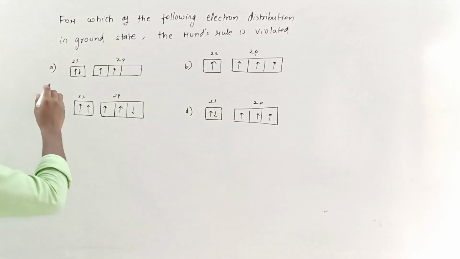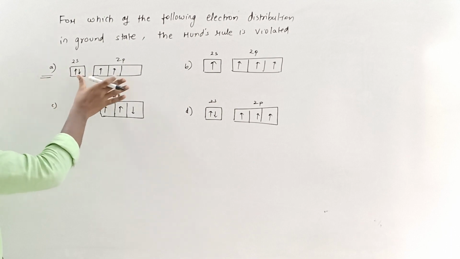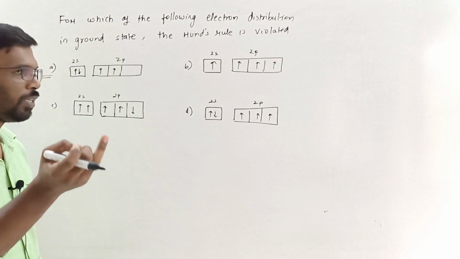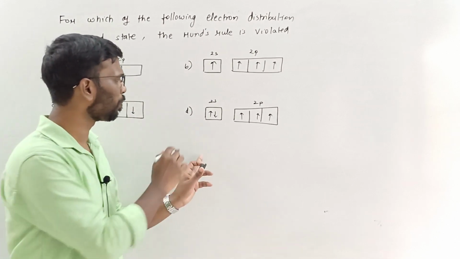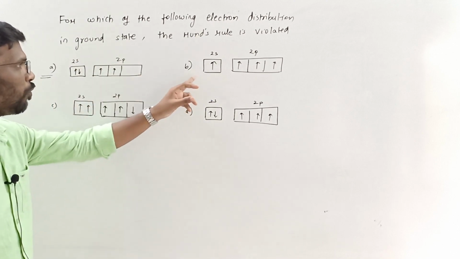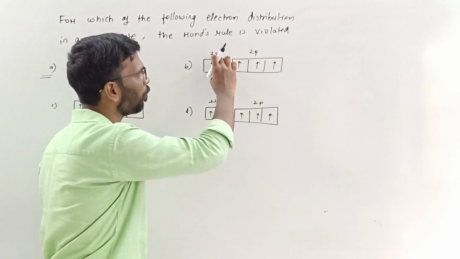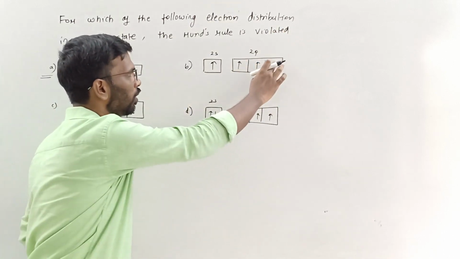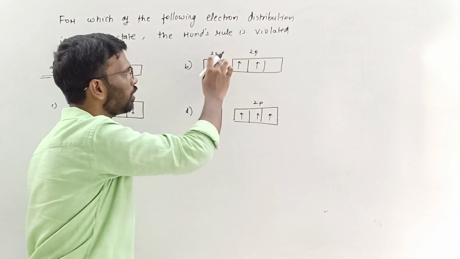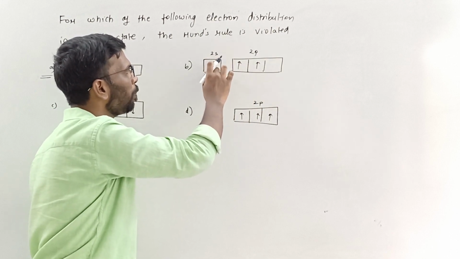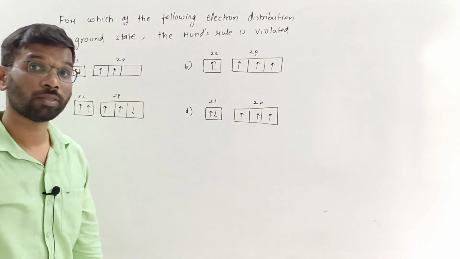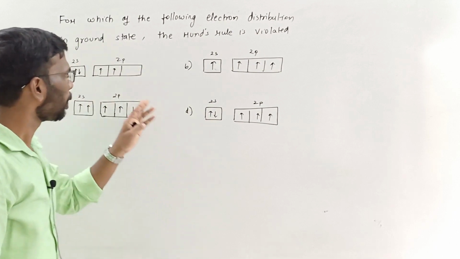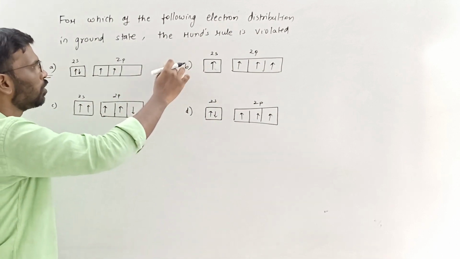So here in option A, all three: the Aufbau principle, Hund's rule of maximum multiplicity and Pauli's exclusion principle are satisfied. Here also, everything is satisfied. But here, if you see, the electron which was supposed to pair up over here is going directly to the next orbital, right? Since there are just 4 electrons, this electron should have paired over here, but it is not pairing, so it is going over here. This is against Hund's rule of maximum multiplicity. So the answer is option B.